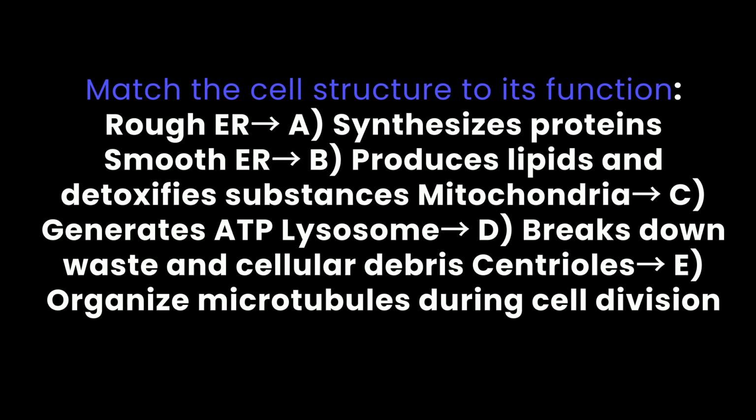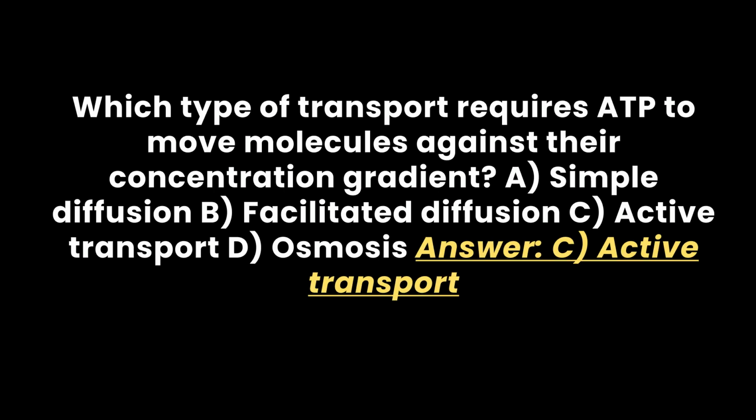Multiple choice questions. Which type of transport requires ATP to move molecules against their concentration gradient? A. Simple diffusion. B. Facilitated diffusion. C. Active transport. D. Osmosis. Answer: C. Active transport. What is the function of peroxisomes in a eukaryotic cell?